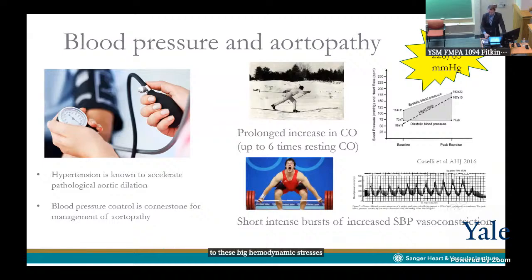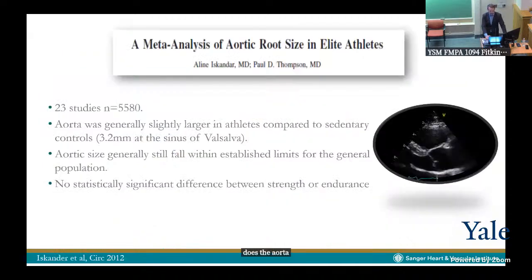Does the aorta adapt? And so there are data around this. This was a meta-analysis looking at elite athletes, and it does show that the aorta is bigger in young athletes, we're talking about collegiate athletes here, than controls, 3.2 millimeters at the sinus of Valsalva, but it generally still falls within the normal range for most individuals. And we didn't see any difference between strength and endurance athletes.